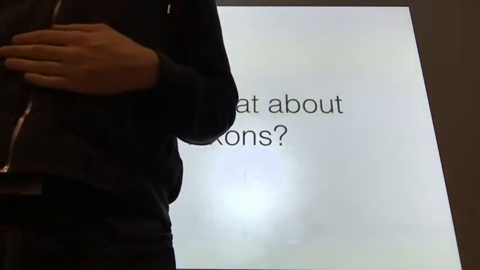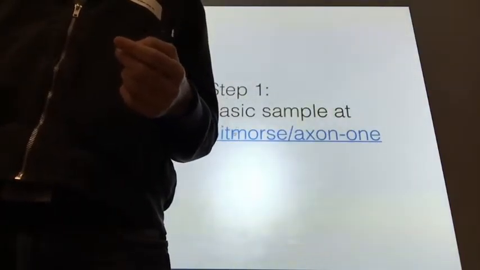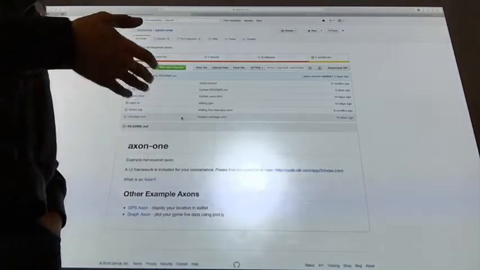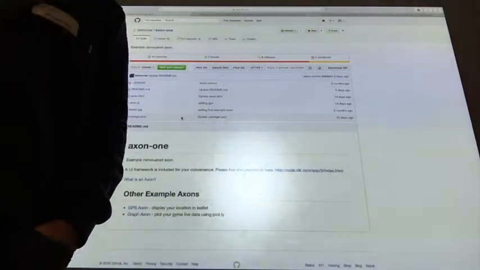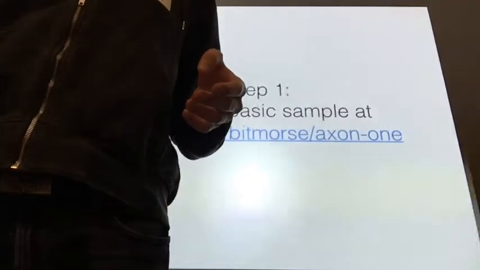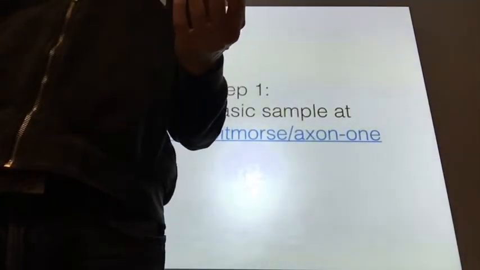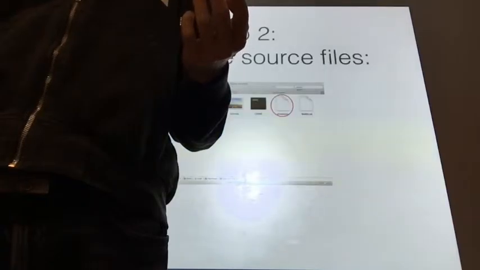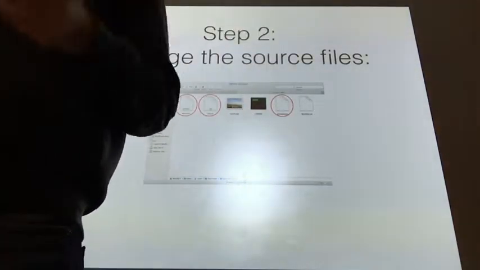So what about the Axons? How do I get them? First of all, you find our basic example at GitHub. So we have a repository with a basic Axon that I'm going to show to you later. This is just the framework for what you want to do with Axons. So you fork this repository using GitHub, and then you can get started.